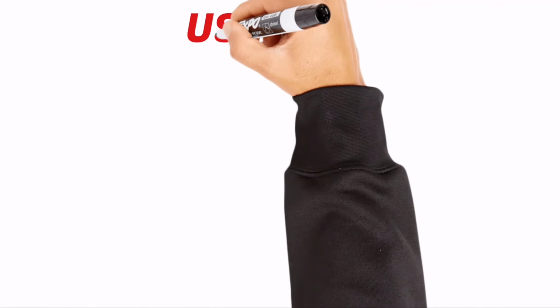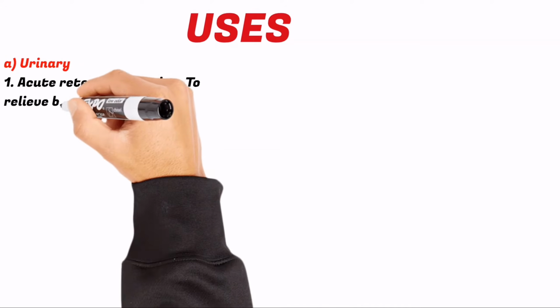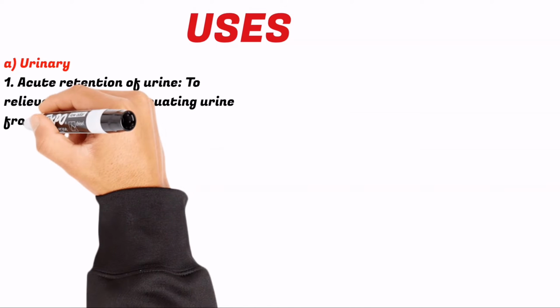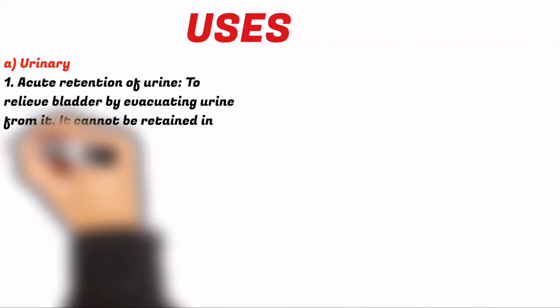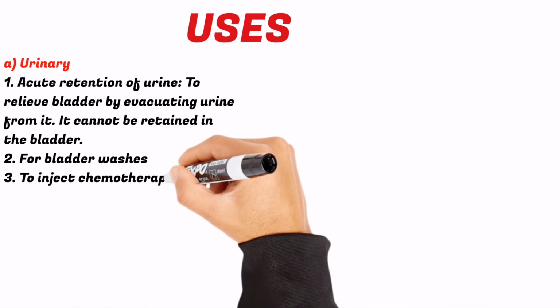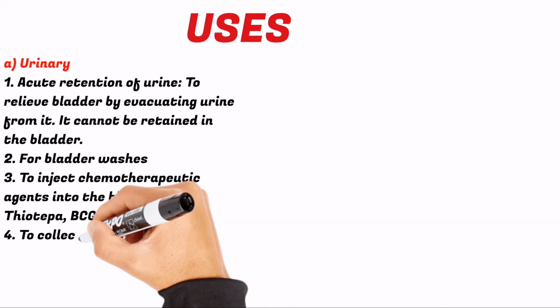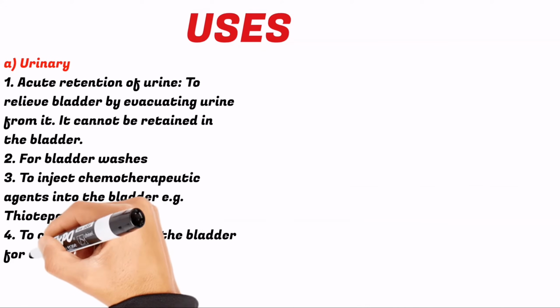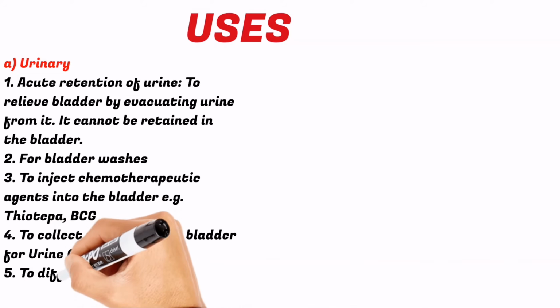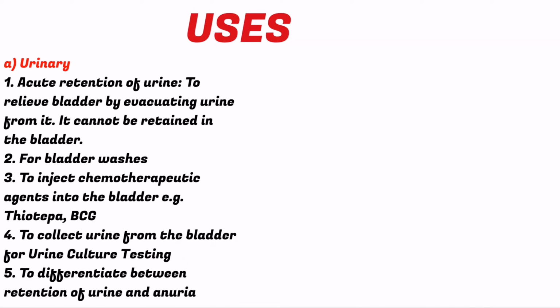Now comes the uses. A. Urinary uses. First, acute retention of urine, to relieve the bladder by evacuating urine from it. It cannot be retained in the bladder. Second, for bladder washes. Third, to inject chemotherapeutic agents into the bladder, for example Thiotepa and BCG. Fourth, to collect urine from the bladder for urine culture testing. Fifth, to differentiate between retention of urine and anuria.